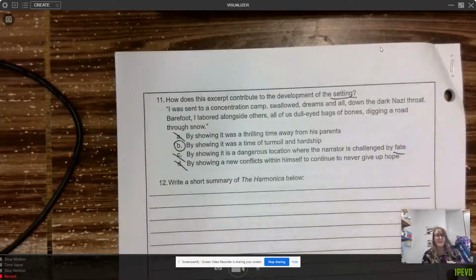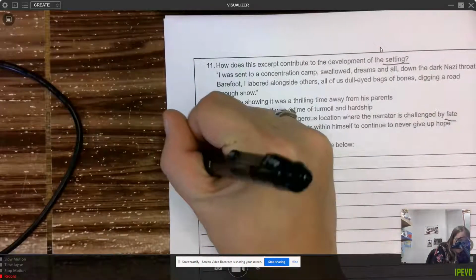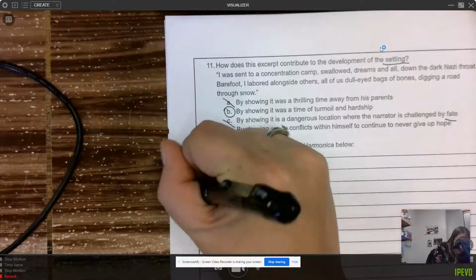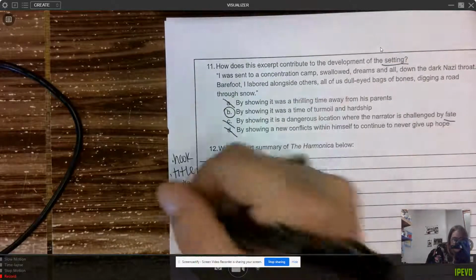So then the last question says to write a short summary of the harmonica below. So we know that we need to have the hook, the title, some background info. This kind of sounded like an introduction, right? This would be your exposition.